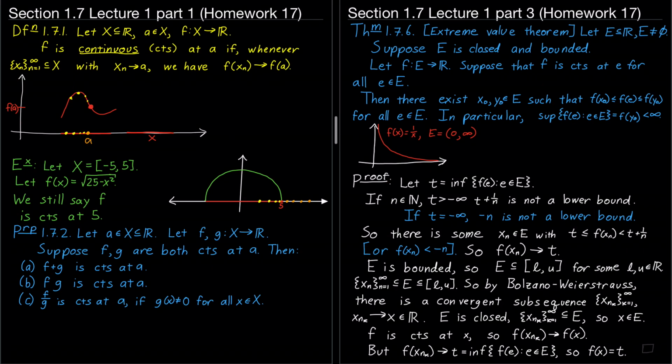And so there is a point x such that f of x is the infimum, and in particular, since f of x is not minus infinity, the infimum is indeed also not minus infinity, it is going to be finite.